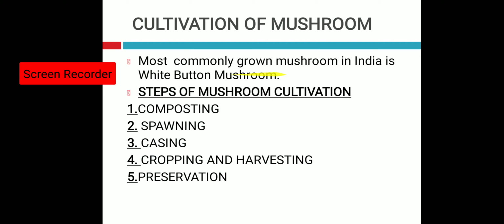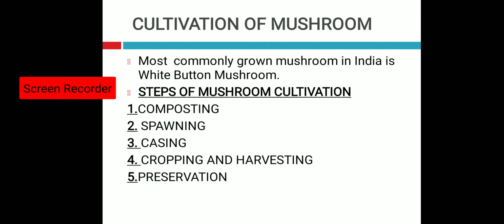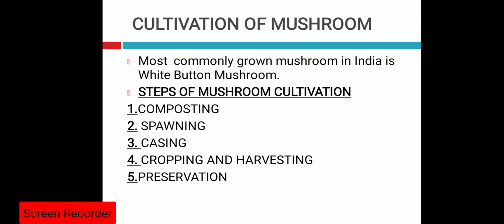So the most commonly grown mushroom in India is the white button mushroom. Okay, and what is the scientific name of white button mushroom? That is Agaricus bisporus. Now, what are the steps involved in mushroom cultivation?